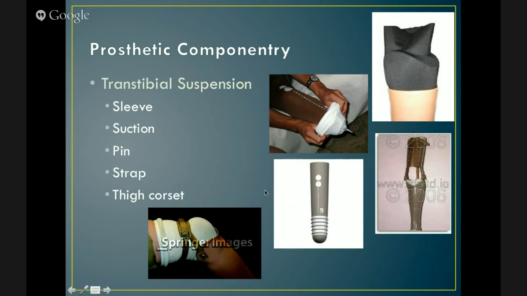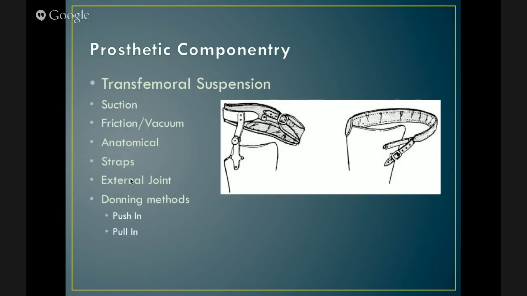There are other suction suspensions, which also use one-way valves, but don't use an external sleeve. Again, these are all things that you'll learn more about when you're on my service. The older, more traditional designs are things like a strap or a thigh corset, which don't use that. Okay.